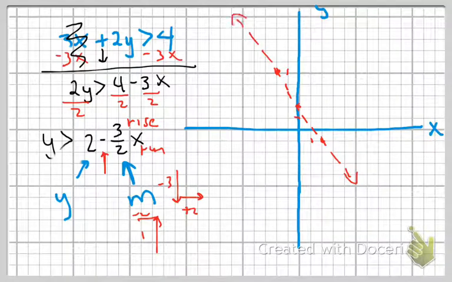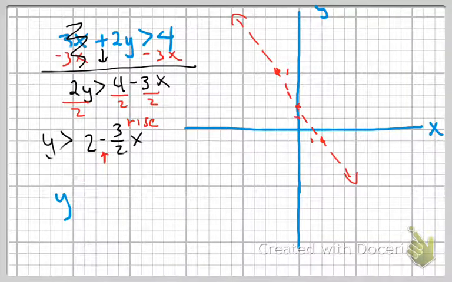And if I draw it right, it works good. Okay, so there's my dashed line. Now I have to test this. Whenever you have an inequality, you have to test them. And so I'm going to get rid of all the vocabulary words here. So I'm going to test it.